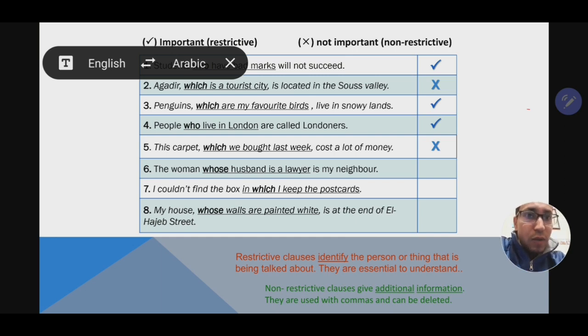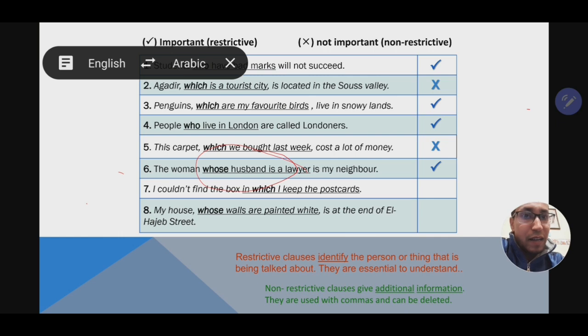It's not important. The woman whose husband is a lawyer, مهمة ولا ماشي مهمة؟ Can we say the woman is my neighbor? No, we can't. Well, of course we can, but only if we know what we're talking about, اللي هضرنا عليها قبل في السياق. But if I say the woman is my neighbor, you will ask me again which woman. That's why the woman whose husband is a lawyer is important. So next, this is important, and that's it.